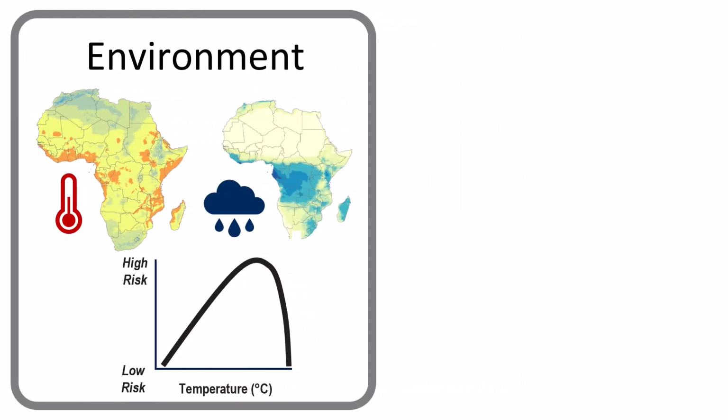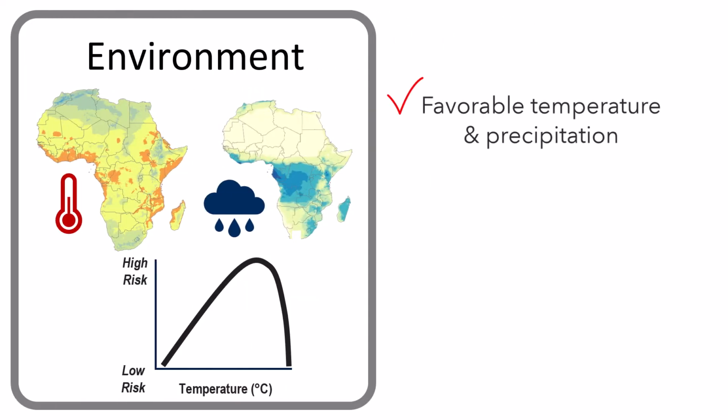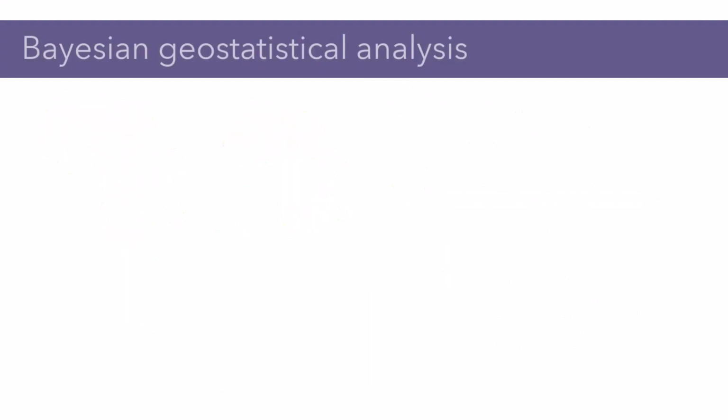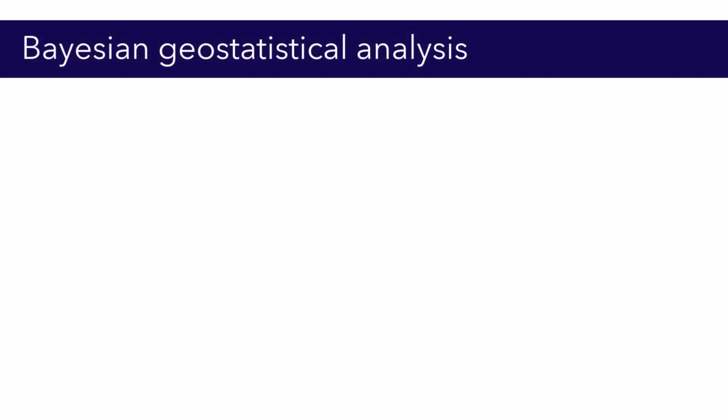This model identified areas where temperature and precipitation remained favorable simultaneously for at least 5 months, the minimum time needed for stable malaria transmission. Malaria can also be mapped using Bayesian geostatistical analysis.